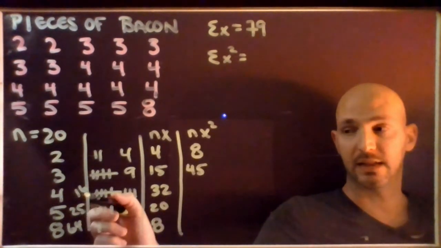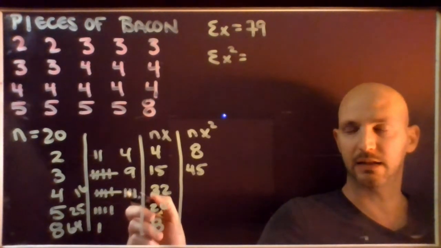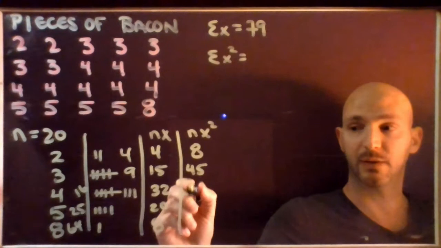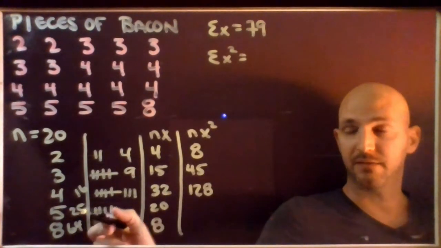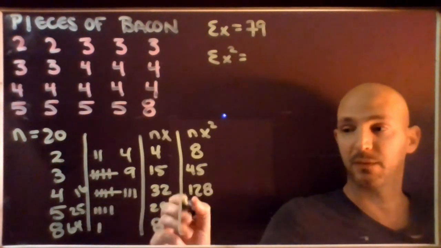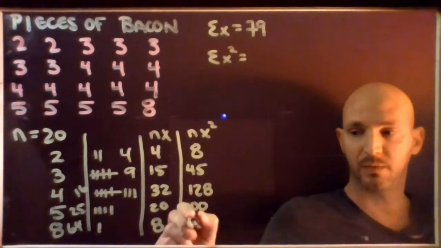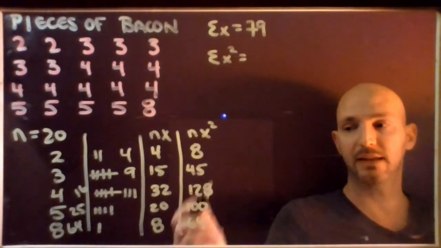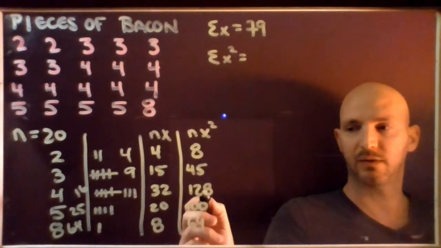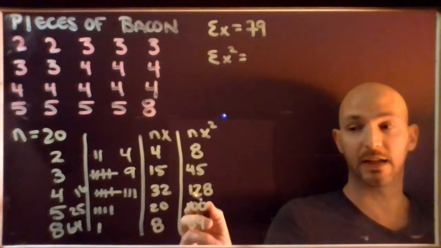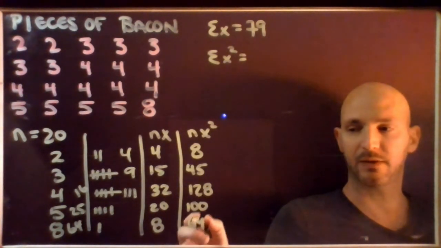4 squared is 16. And there are 8 16s. 8 times 10 is 80, and 8 times 6 is 48, so that should be 128. 5 squared is 25, and there will be 4 of them in your list. 25 times 4 is 100. And 64, there's only one of them, would be a grand total of 64. So if I add these up, 8 and 45 is 53, and 128 would be 181, plus 100 is 281, plus 64 is 345.